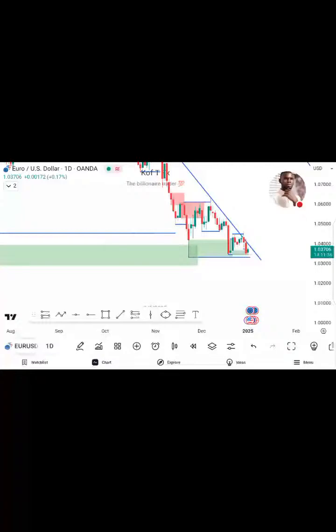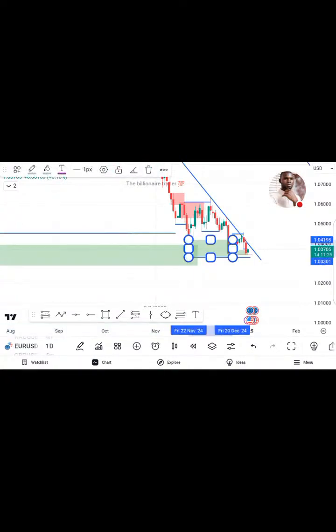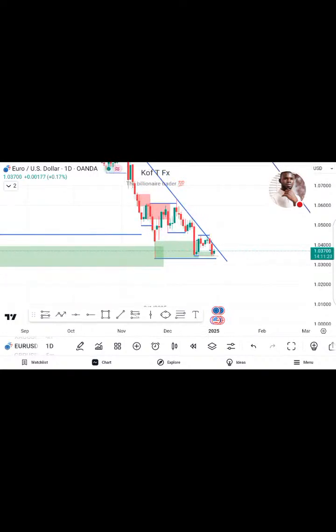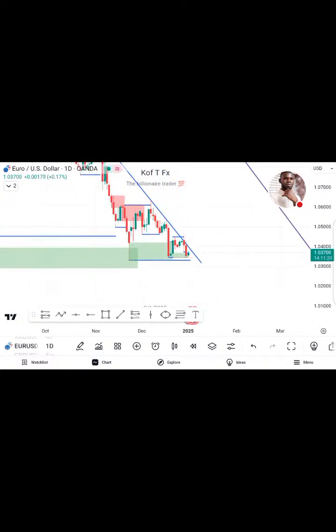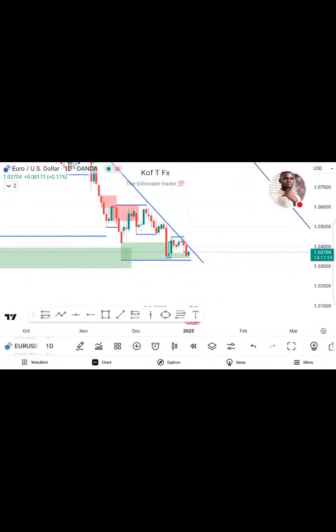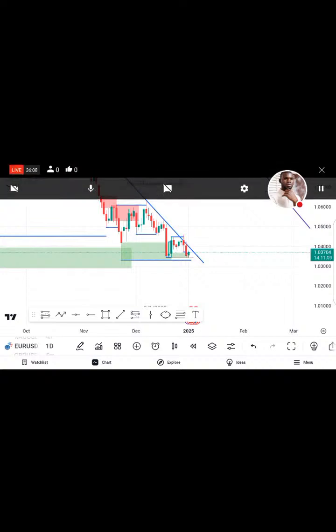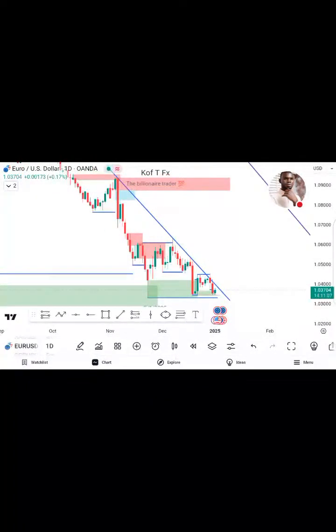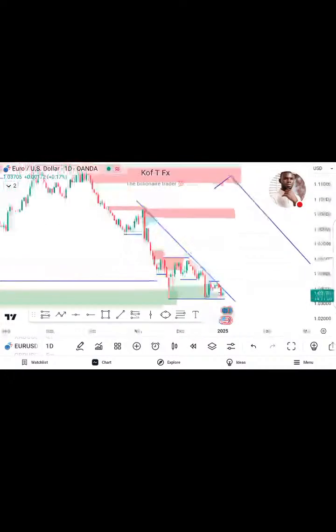Where is price coming from? The demand zone. This is the demand zone on daily time frame, an unmitigated zone. After taking out the liquidity, we have mitigation of the demand zone and we have another demand zone presently, and that's exactly where price is presently. So if there should be a bullish break of this trend and we have price closing above it, then we can actually expect more rally from Euro USD.